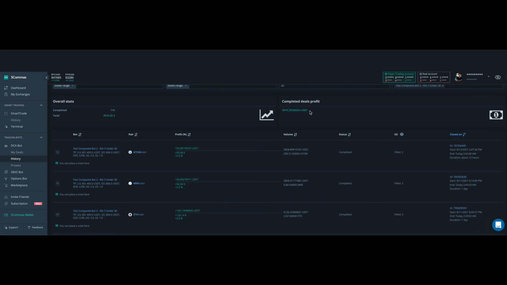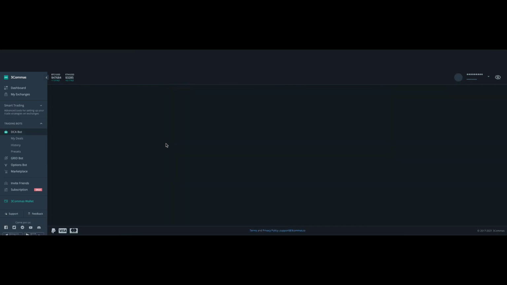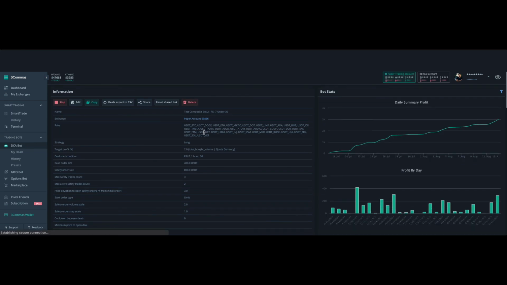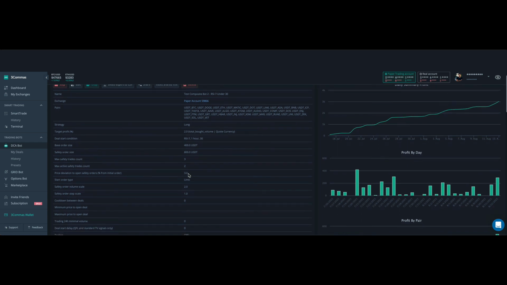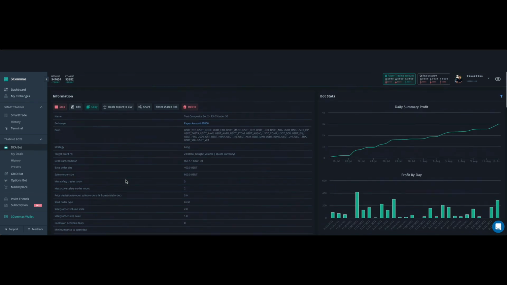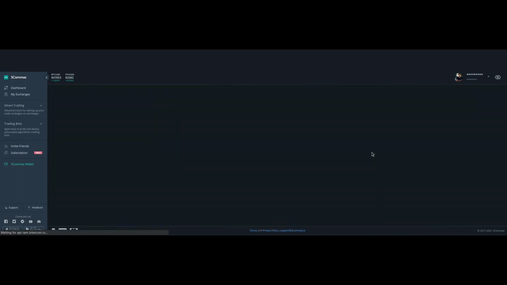Not terrible, but I feel like there should be more. Just to double check right here, yeah, the base order was 400, the safety order size was 800, max safety trades count was 3, and max active safety trades count was 2. And there was a 3% deviation from the initial order. So everything was the same. This is the same exact bot that I made.